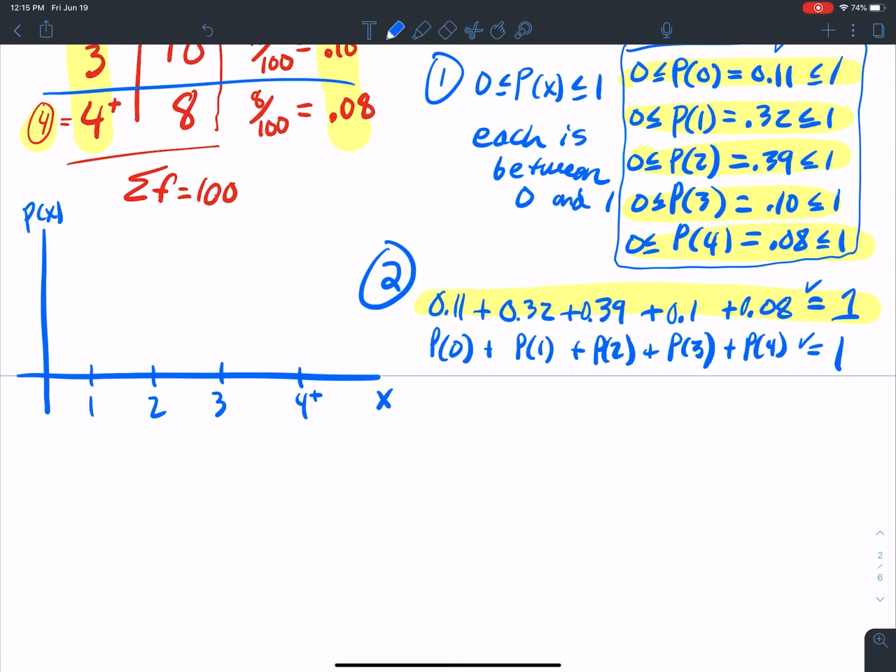So the first one is at 0.11. And then we go up to 0.32. And then we go up even higher to 0.39. And then 0.10.